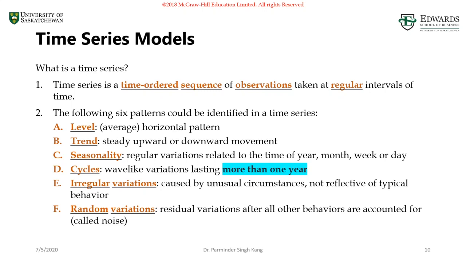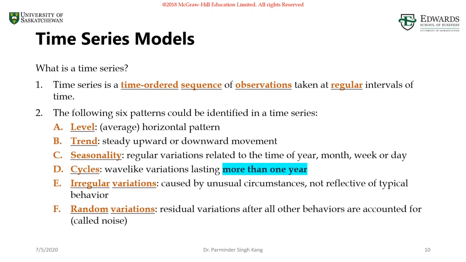So we'll not explore the irregular variations in this course, because for these you need to have some event-based models. So if you're going to take COM 395, then you will look into irregular variations, right? To model the behavior of a particular time series. Next one is random variations.